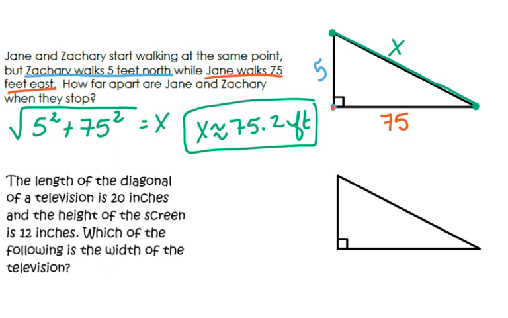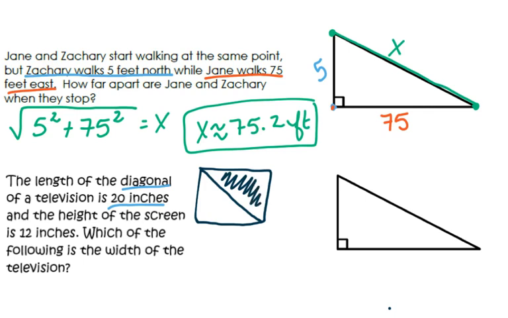All right, the next question. The length of the diagonal of a television is 20 inches, and the height of the screen is 12 inches. Which of the following is the width of the television? All right, so I know I have a diagonal of 20 inches. So when you're thinking of a diagonal on a television, so here's my TV. The diagonal is from one corner to the other corner. So in my little diagram here, what I've done is I've just cut off half the TV.